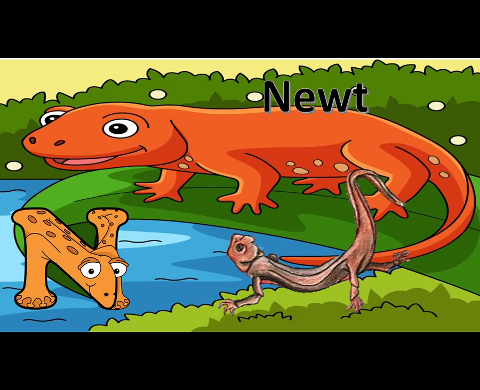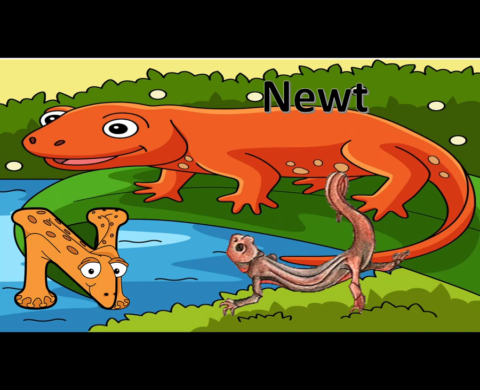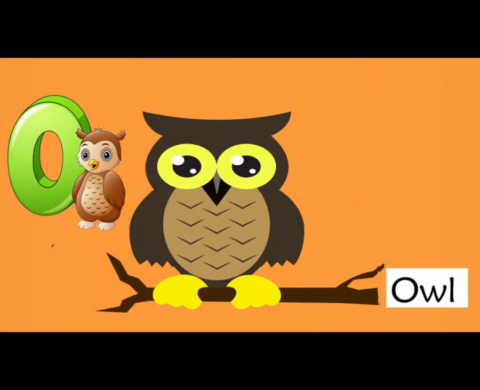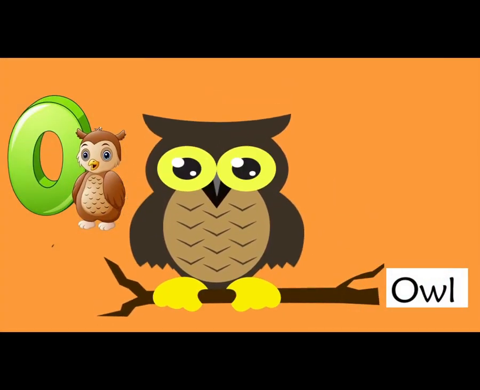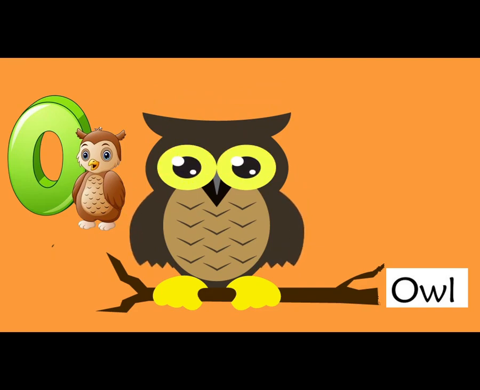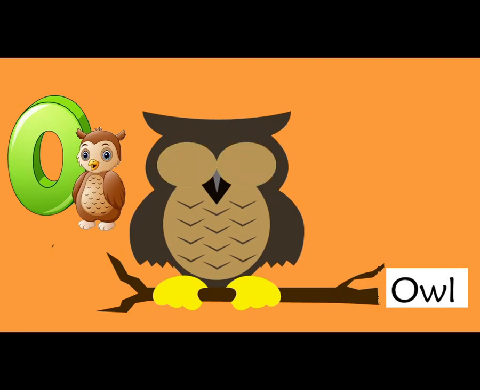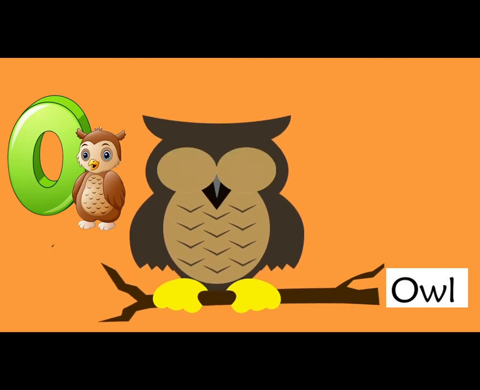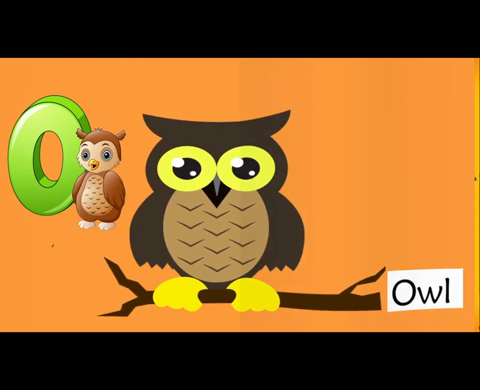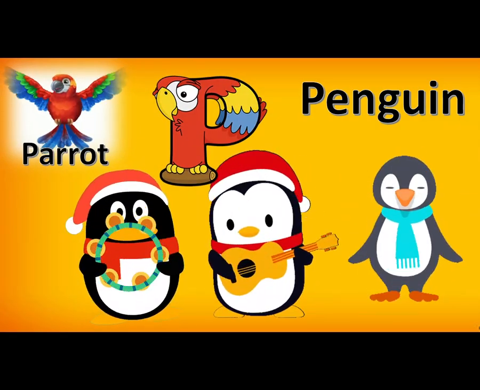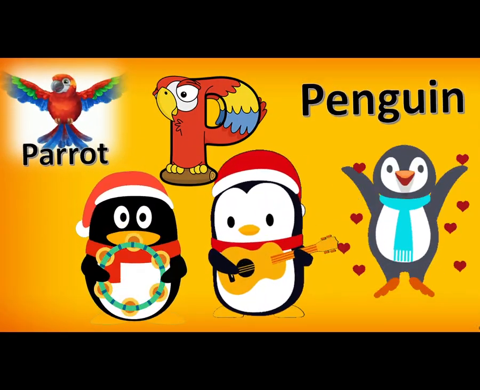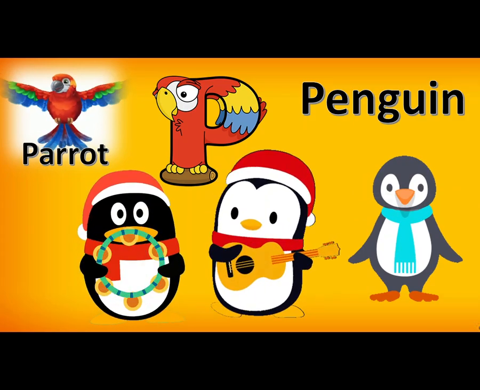N is for newt. O for owl. Q, R, S, T, U, V, W, X, Y, and Z. Now I know my ABCs. Next time P is for penguin and parrot.